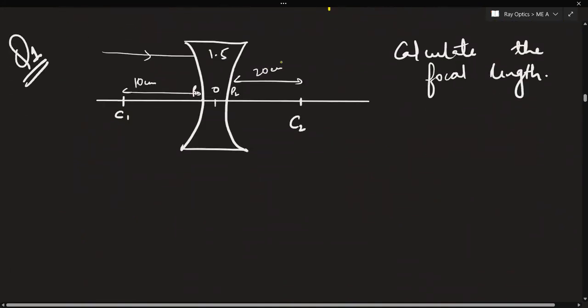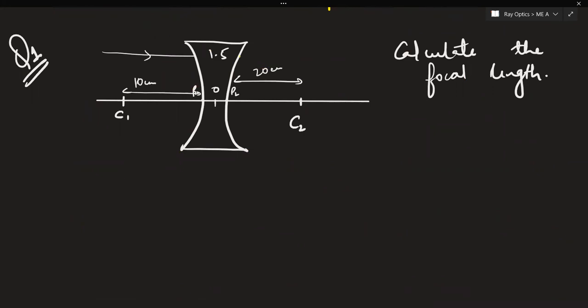So note it down. See, the outside medium is air whose refractive index is 1. Inside this is glass whose refractive index is 1.5. This is the radius of curvature, 10 centimeters. Here the radius of curvature is 20 centimeters. Fine. So use the formula. See what focal length you're getting.